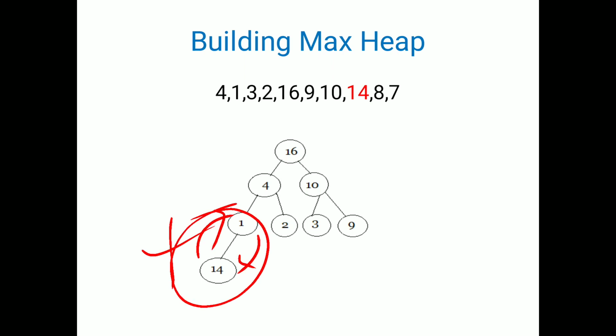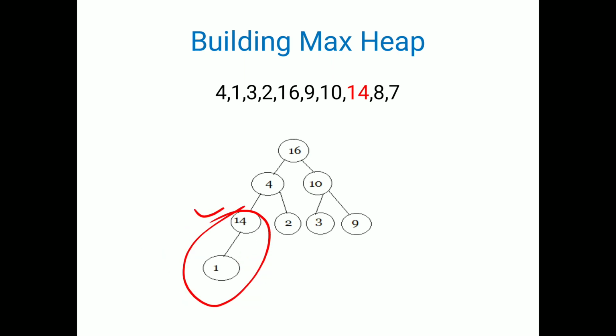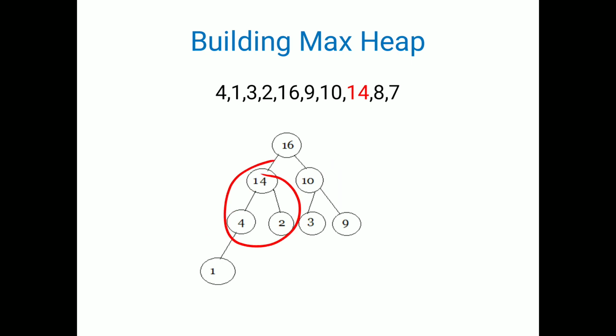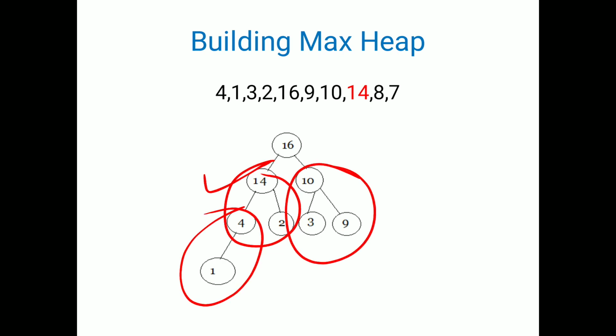So after interchanging we get 14. 14 is the parent of 1, so now it follows the max heap property. Now again check the max heap property for this subtree. This one also follows, but this does not follow the max heap property because here 4 is the parent of 14 and 2. And we already know that the parent node value should be greater. It means we have to exchange the values 4 and 14 with one another, and after interchanging we get 14 as the parent of 4 and 2. Now it follows the max heap property. This one also follows, this one also follows the max heap property, and this one also follows the max heap property.